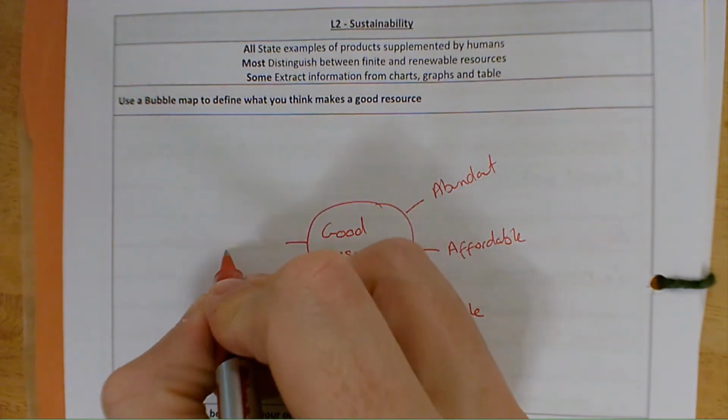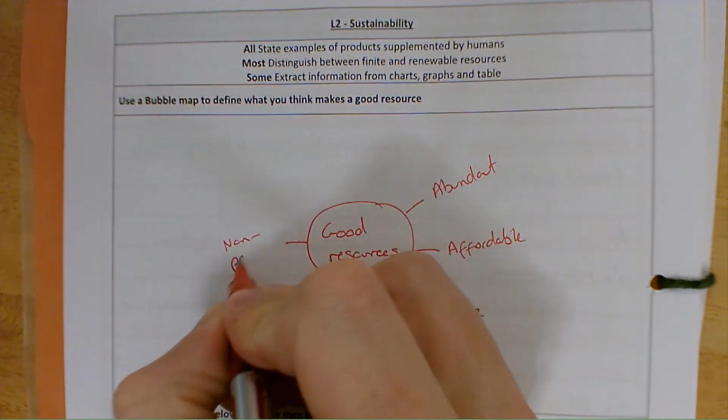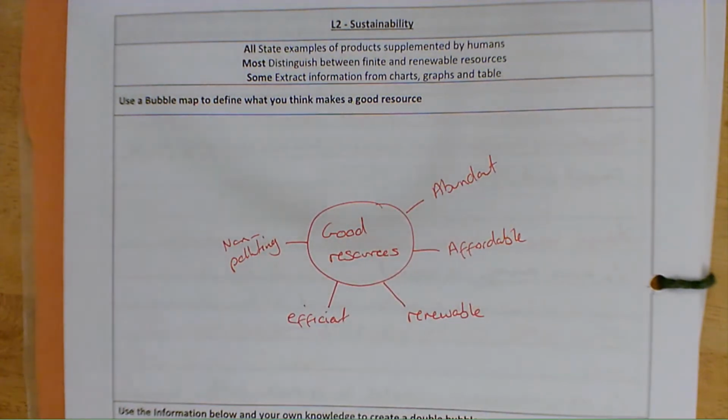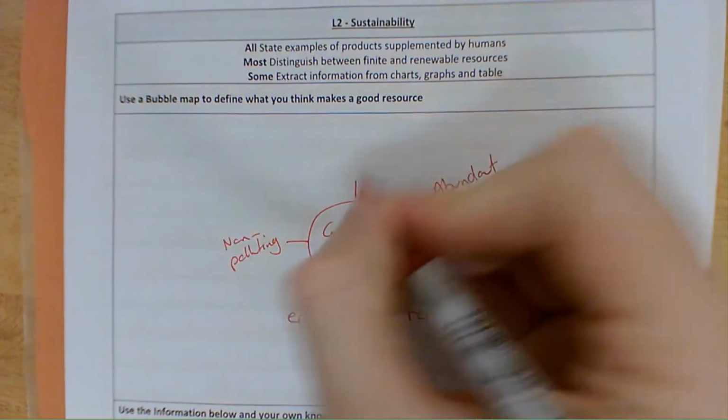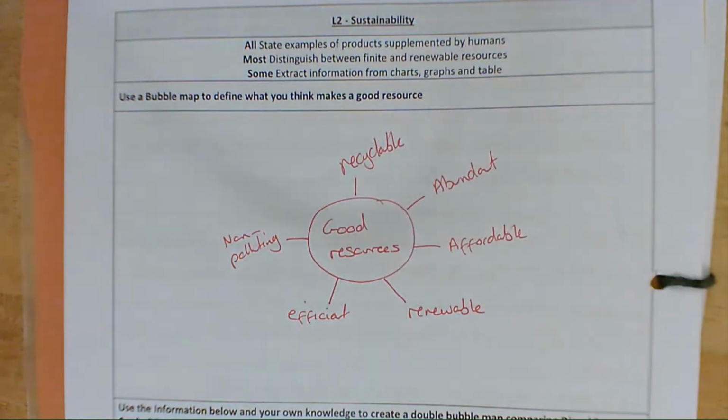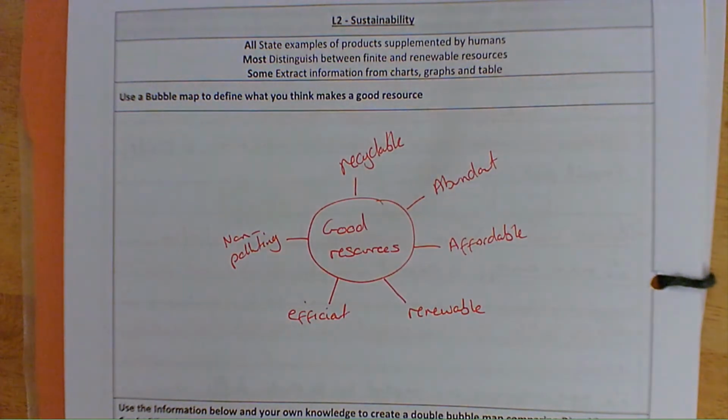We want to look at the pollution, so we want non-polluting. So low emissions, so perhaps if we're talking about fuels, one that doesn't give off sulfur dioxides that cause acid rain, or minimise the production of carbon dioxide, which is a greenhouse gas. So we've got abundant, affordable, renewable, efficient, non-polluting. What other things could we go for? Recyclable. If we were talking about building materials, for example, we could use recyclable materials.